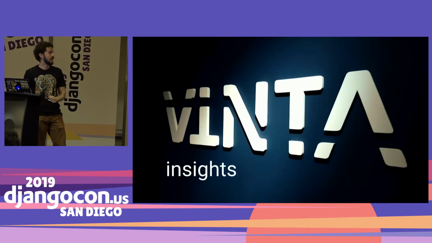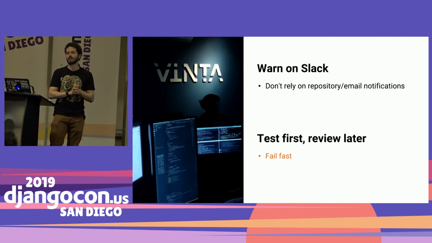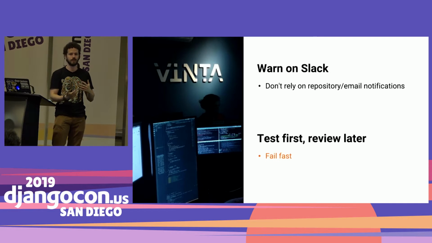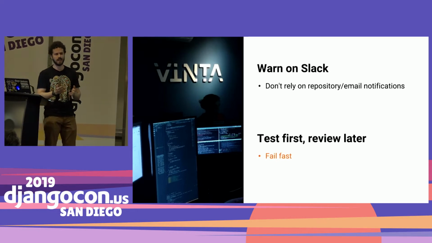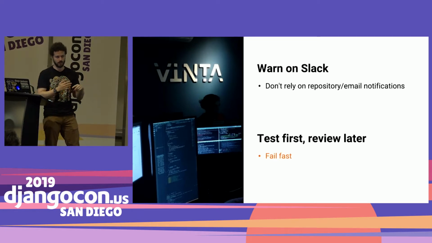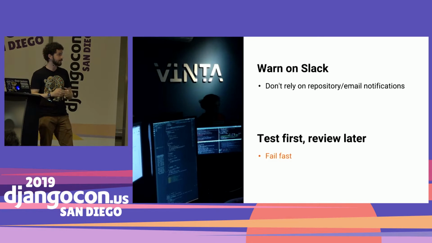Some insights that we got from Vinta. Remember to warn people on Slack when things have changed status on the pull request review. So if you've finished fixing the suggestions or you finished reviewing, alert the person on Slack instead of just relying on email or repository notifications, because some people check email only twice a day, and it might take a few hours until the next check.